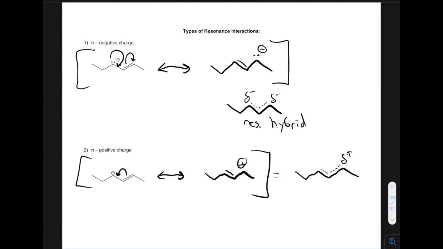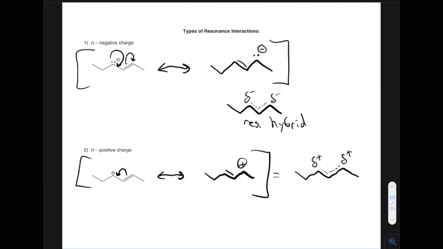The dashed bonds show partial double bond character, and the partial charge shows equal contribution between each of the atoms. Right, so that's the resonance hybrid. Right, so that makes sense.